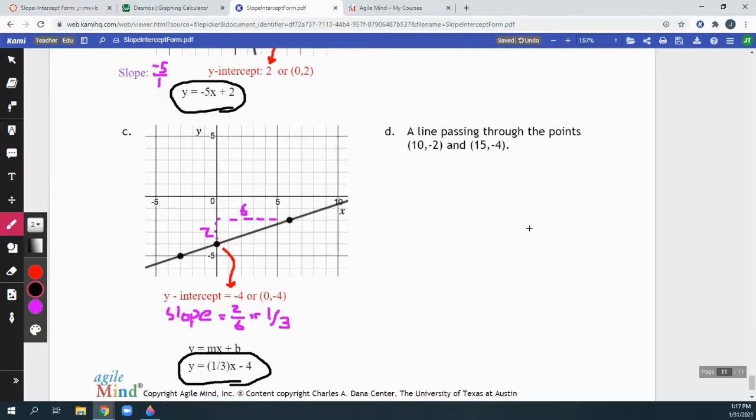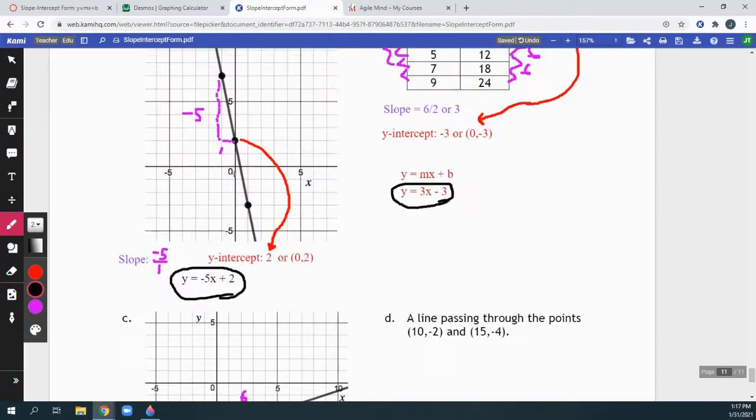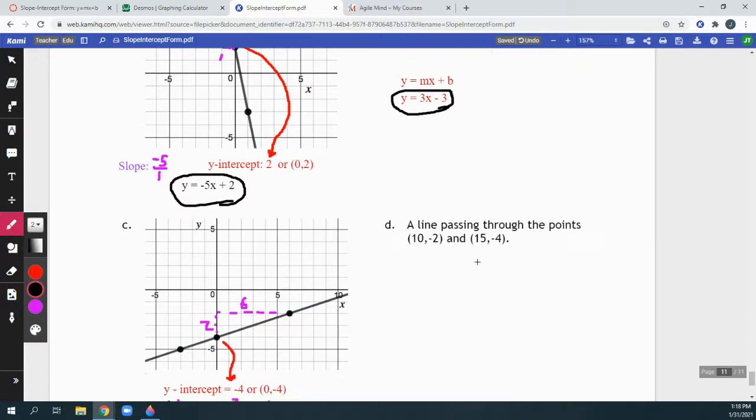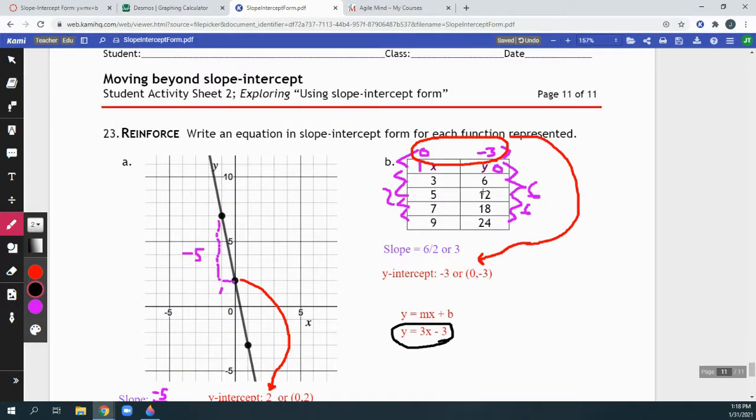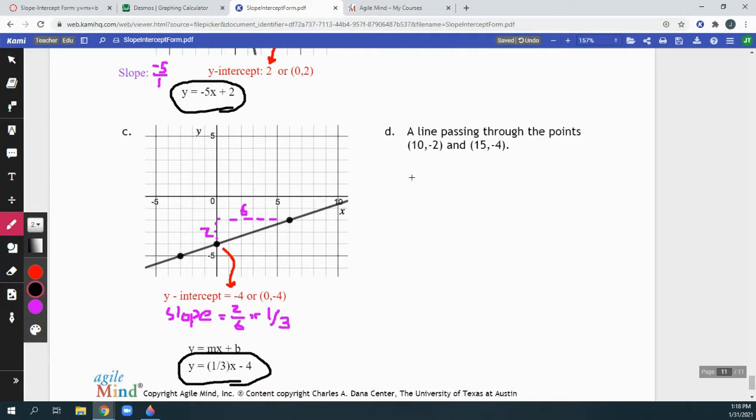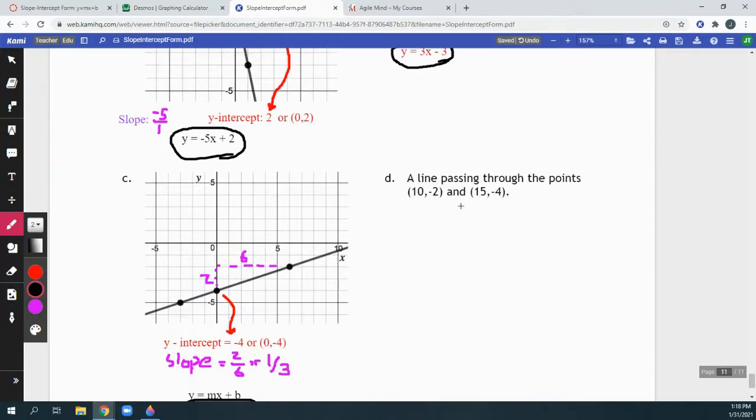The last one. This one's a little tricky because notice these ones with the graphs where I see the intercepts are nice. Did you notice this one took more work? This one will also take more work because they're not telling me the intercept. Some of the later forms we're going to learn later in this chapter are specifically to deal with that.